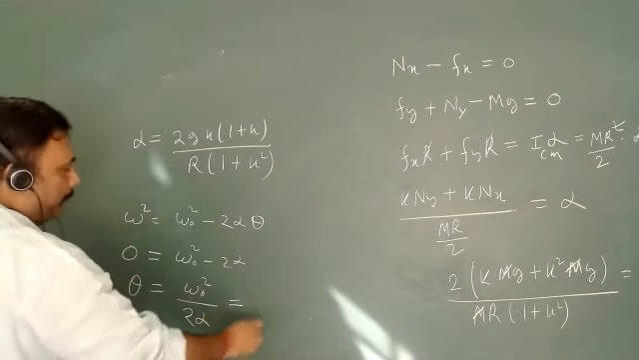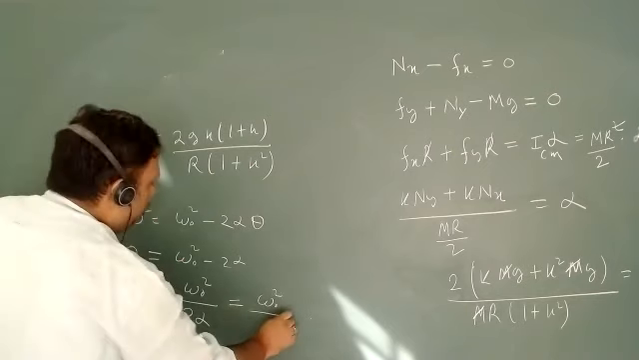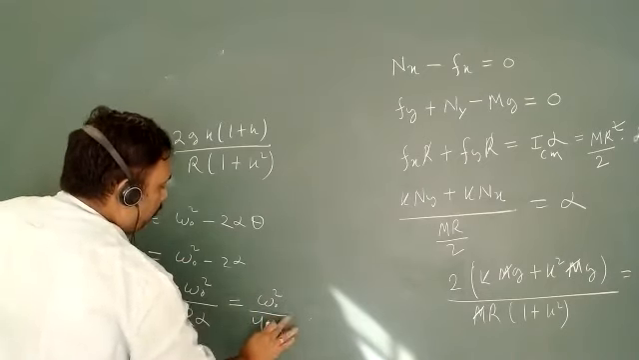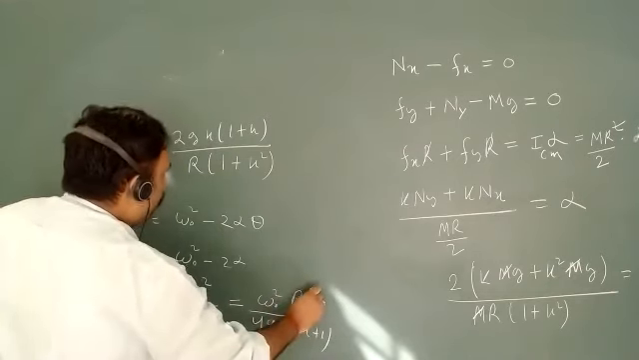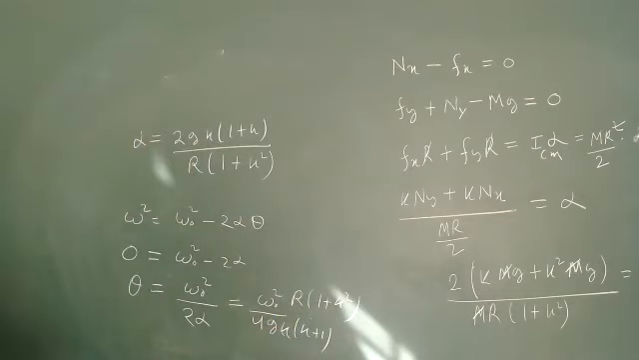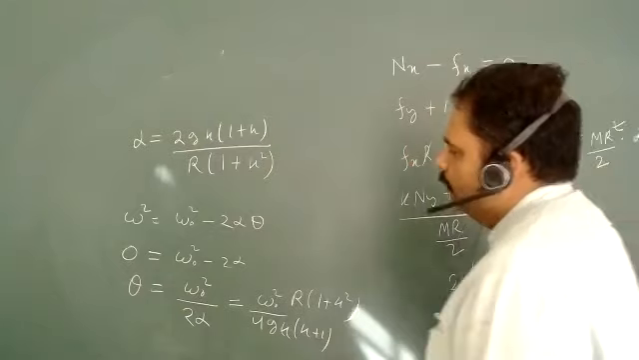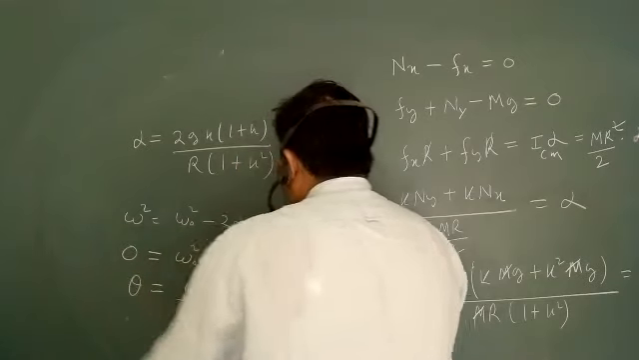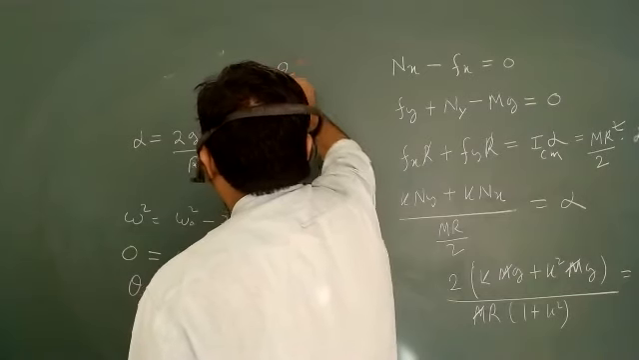So this value is omega naught square, and here by 4g k into k plus 1 r 1 plus k square. This is my theta, but I have to calculate the number of turns. So what is the meaning of number of turns? One turn means it will rotate exactly 2 pi angle. So the number of turns is nothing but theta upon 2 pi.